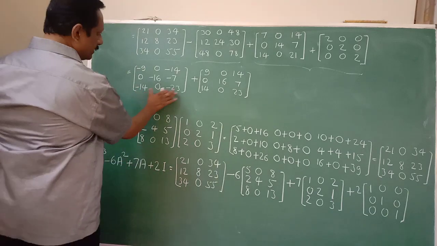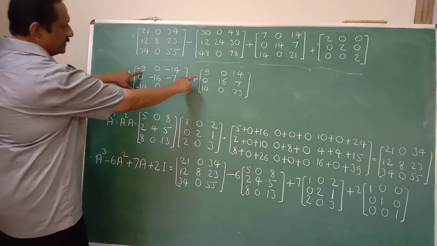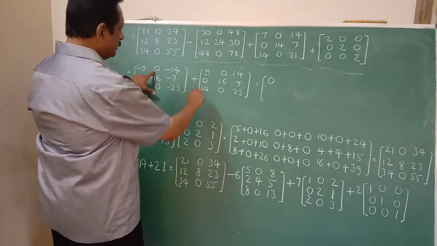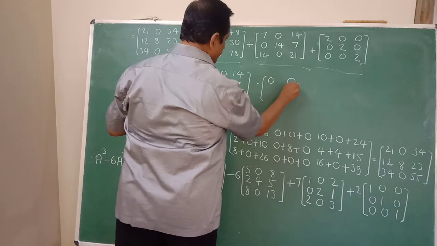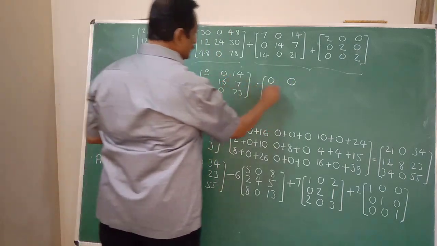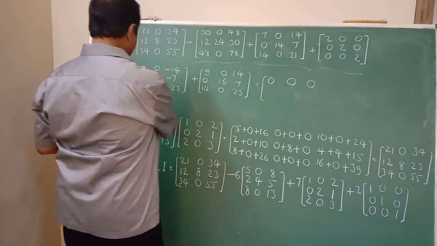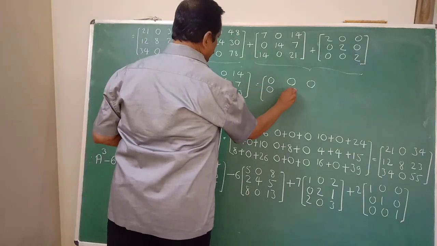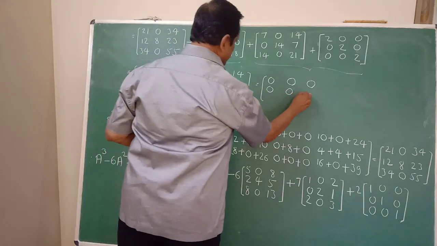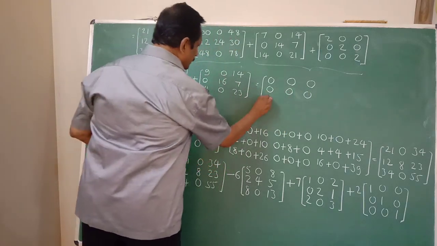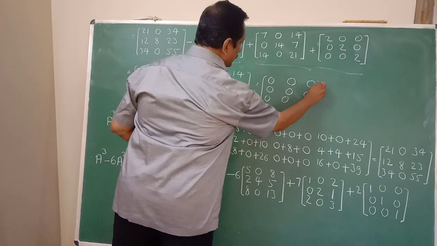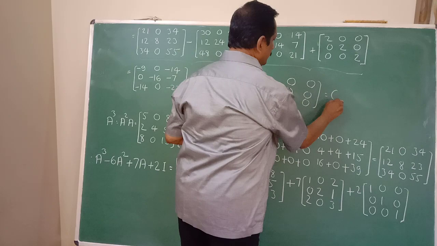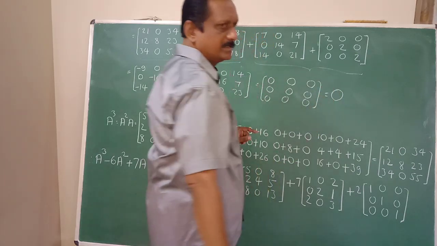Then adding this here, just observe here, minus 9 plus 9 becomes 0 here. It is 0. Then 0 plus 0 becomes 0 here. It is 0. Minus 14 plus 14 is 0 here. Then 0 plus 0 becomes 0. Minus 16 plus 16 is 0 here. Minus 7 plus 7 becomes 0. So similarly, other terms become 0 here. Hence it is what here? It is a null matrix. And a null matrix is always denoted by O here. Okay, therefore null matrix is denoted by O.